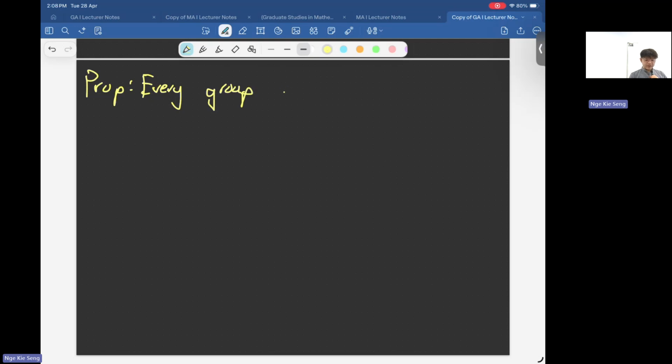So let's say we have a group of order p squared, then it should be abelian. Okay, for example, 9, what else? 4. I think 4, you know what kind of group you have, right? The Klein 4 group, and then the C4 cyclic group. Both of them are abelian. Yeah. Okay, so let's prove this. This proof actually is very simple.